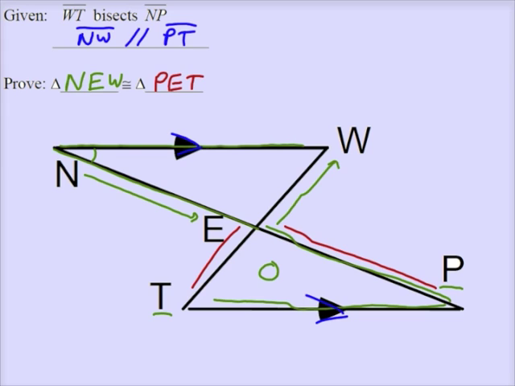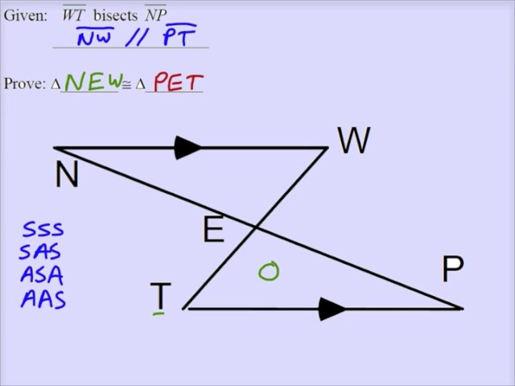So how are we going to go about proving this? We need to prove that these two triangles are congruent, and we're missing some stuff. We can prove triangles are congruent using SSS, SAS, ASA, and AAS. And right now we have no sides congruent and no angles congruent. So let's piece a few things together.